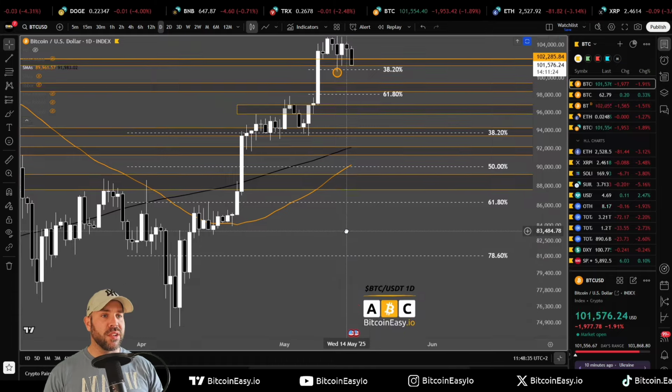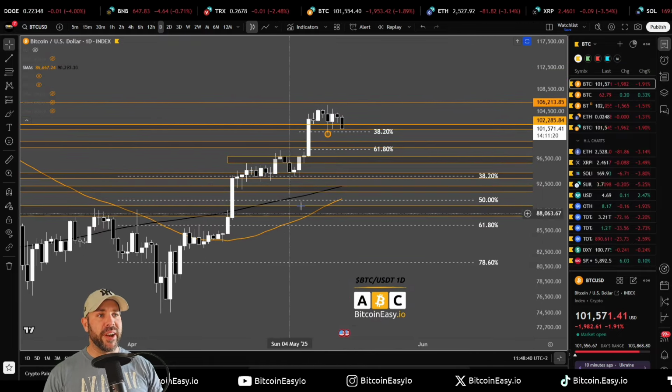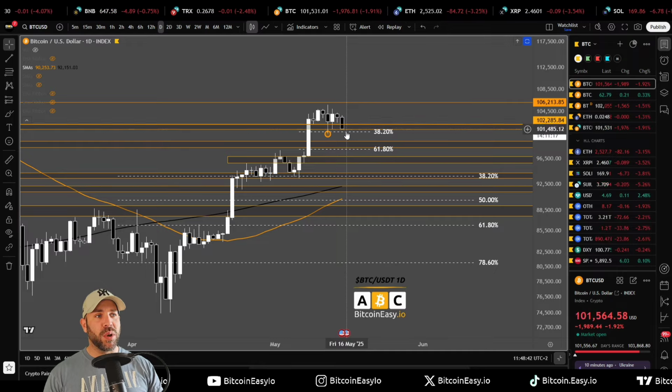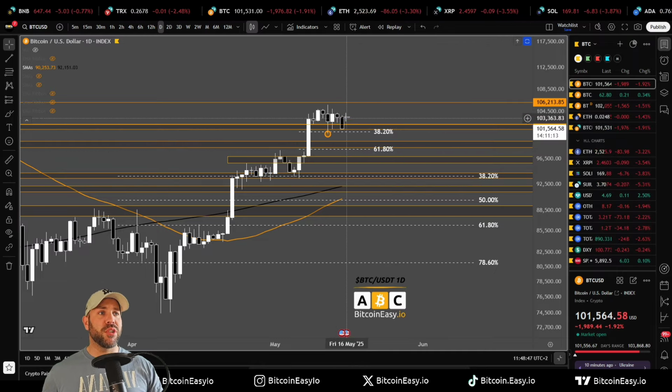So we can also continue in the structure here. We can see clearly that Bitcoin has been printing higher lows and higher highs in this uptrend. And therefore, we want to find a nice bounce in that area to continue with another higher low and have another crack at our current highs.